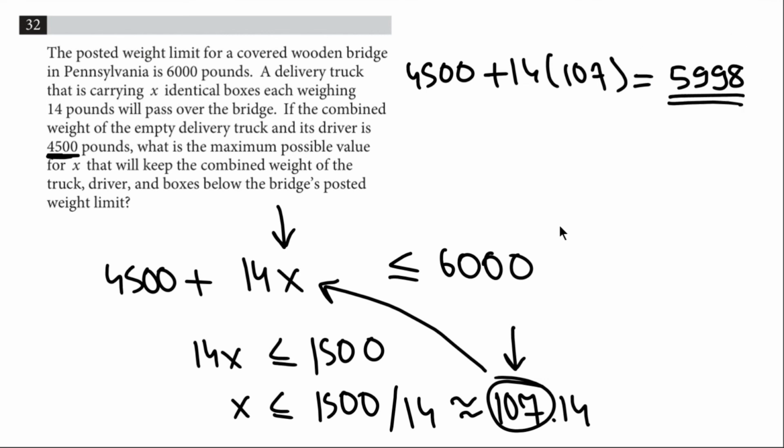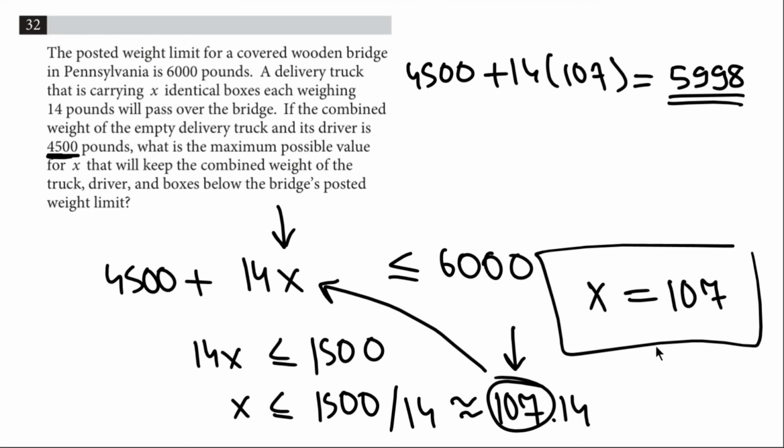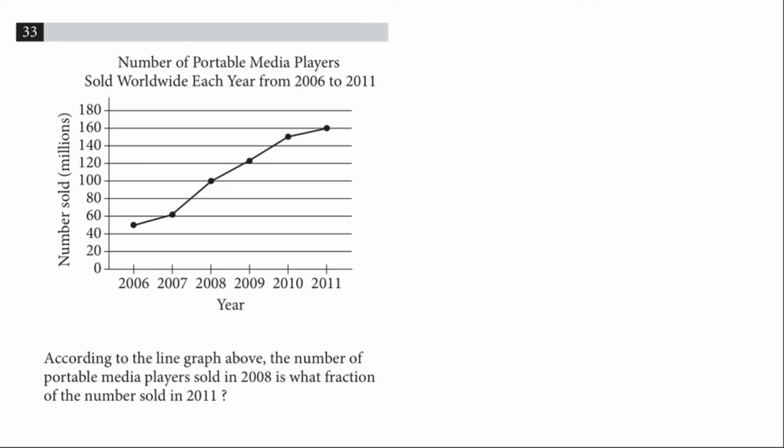This is how much we're carrying over the bridge, and since it does not exceed 6,000 pounds, we're good to go. So x is equal to 107. That's the correct answer. Now let's move to the next problem.